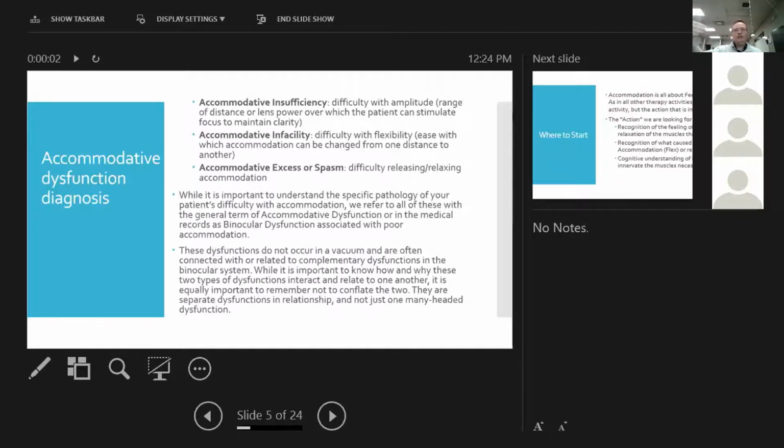So these different dysfunctions lead to this last one, which is called accommodative excess or spasm. Anybody ever have a Charlie horse in the middle of the night? I know I have. And if you think about that muscle, it just tightens up and it just won't let go. Well, if you have somebody that has accommodative excess, and they're flexing that in, and it's hard for them to let go, and you just keep doing it and keep doing it, pretty soon that muscle just locks, okay, and they have that spasm.